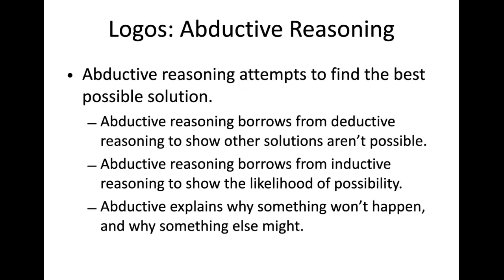Next up is abductive reasoning. Abductive reasoning is about attempting to find the best possible solution. It does this by borrowing from both deductive and inductive reasoning. It borrows from deductive reasoning in order to show that other solutions aren't possible. This is often what you'll use when arguing against opposing views.